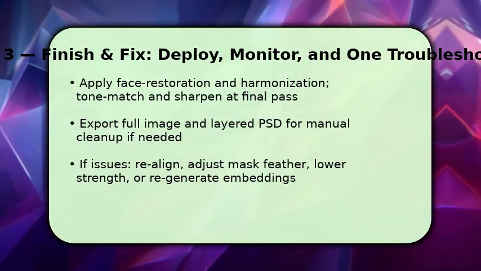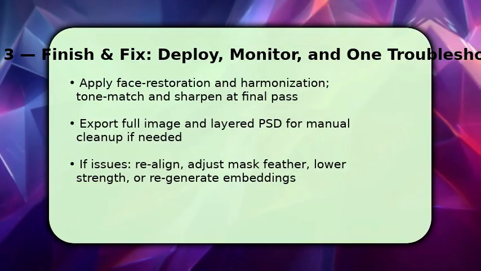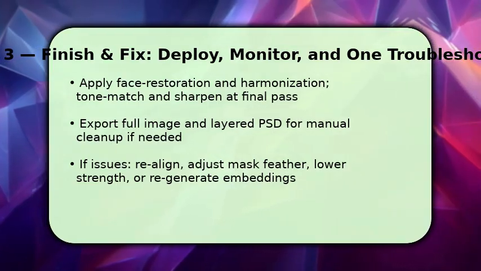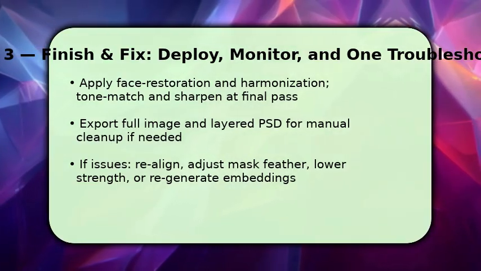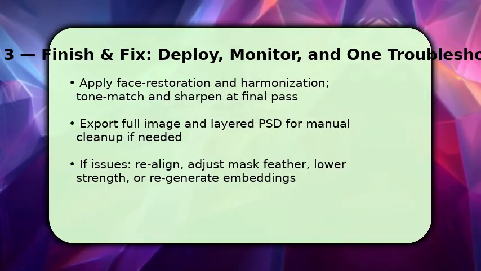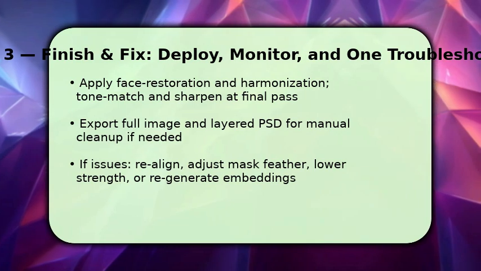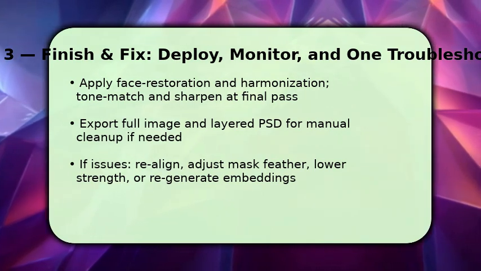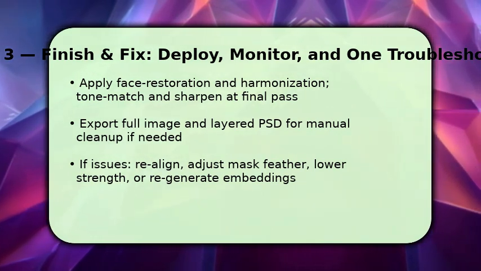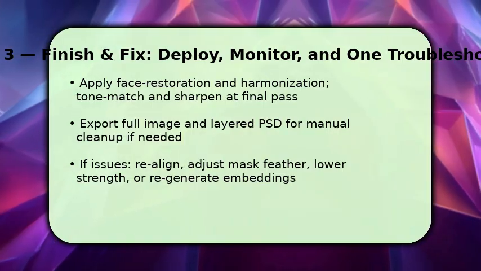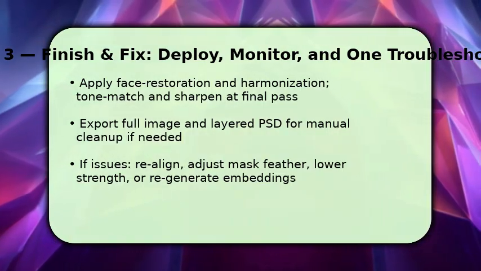Export the final image and also save a layered PSD or separate mask so you can manually correct edges in an editor. If something goes wrong, first recheck alignment and landmarks, then adjust mask feathering and lower swap strength, or regenerate embeddings with a different source shot. These targeted fixes fix ghosting, color mismatch, or identity loss quickly.